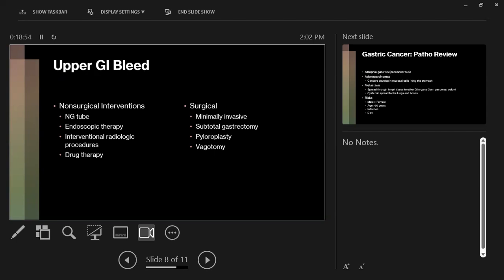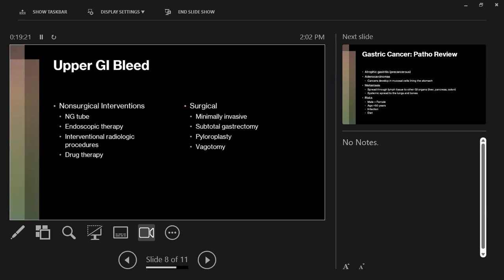Finally, drug therapy, they would use aggressive acid suppressive agents to allow clots to stabilize. So once a clot has been formed, to prevent that clot from moving or rebleeding from occurring, they need to eliminate or decrease significantly the amount of acid secretion. And that usually involves multiple medications, including H2 receptor antagonists and PPIs.